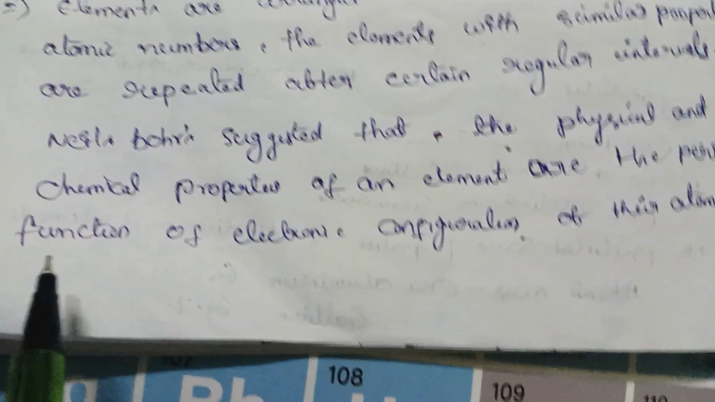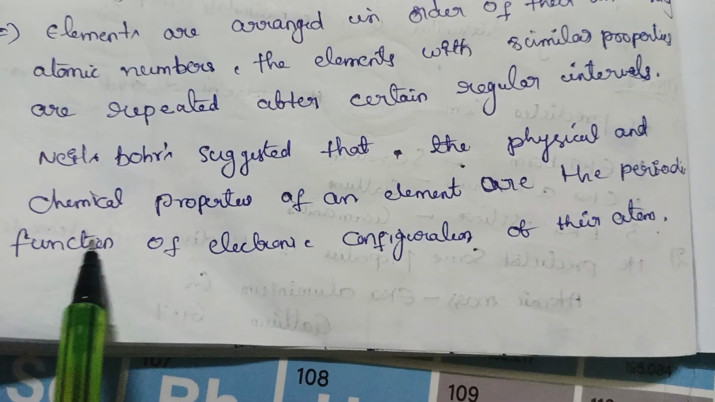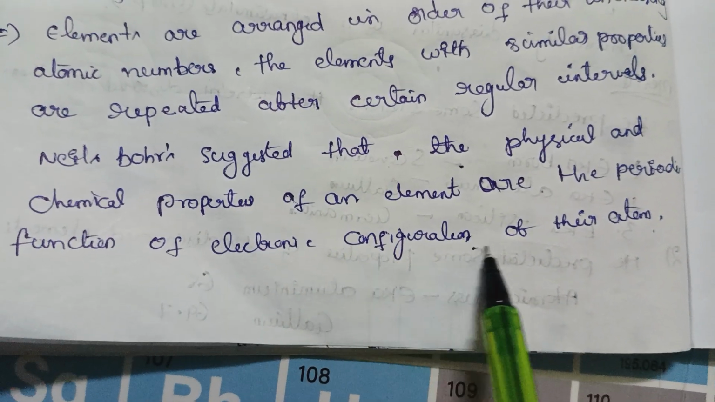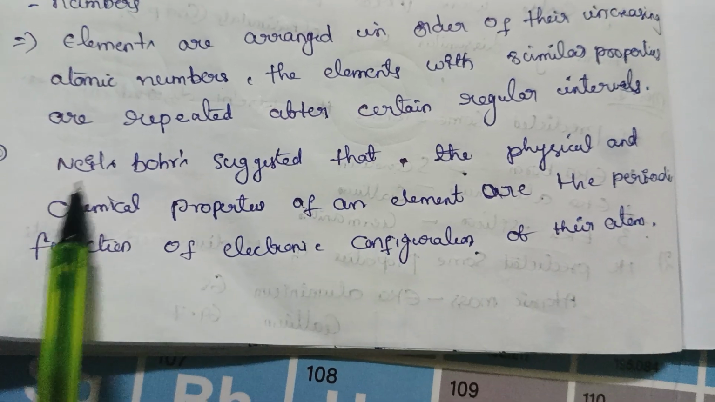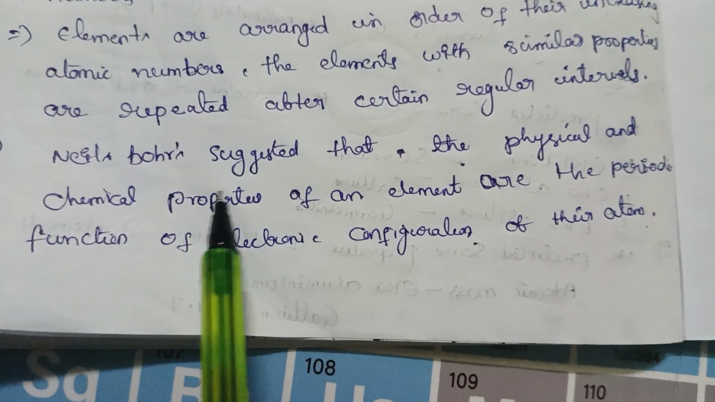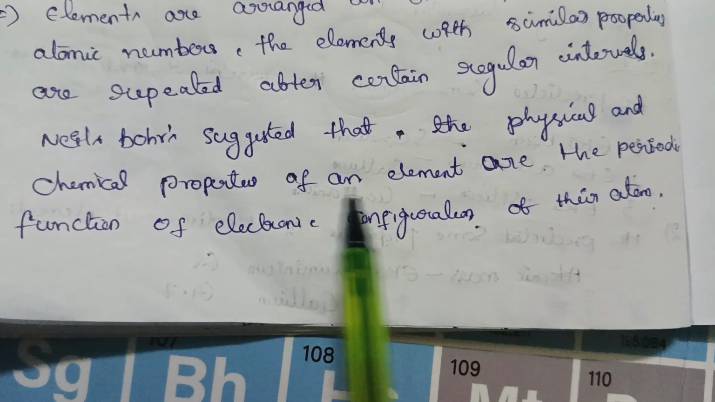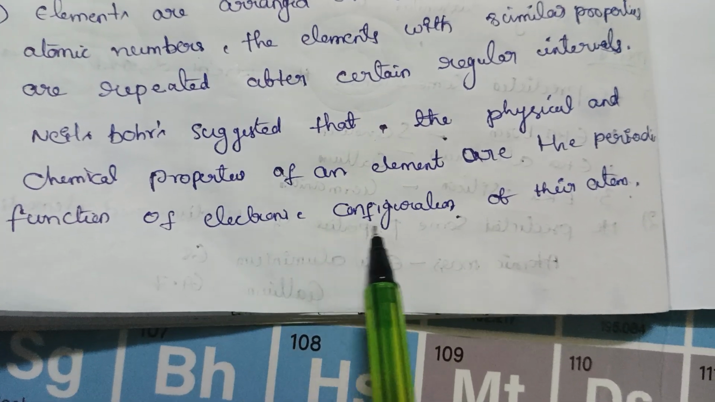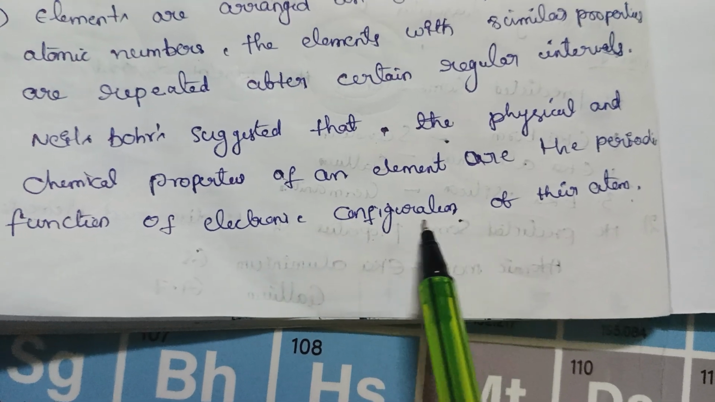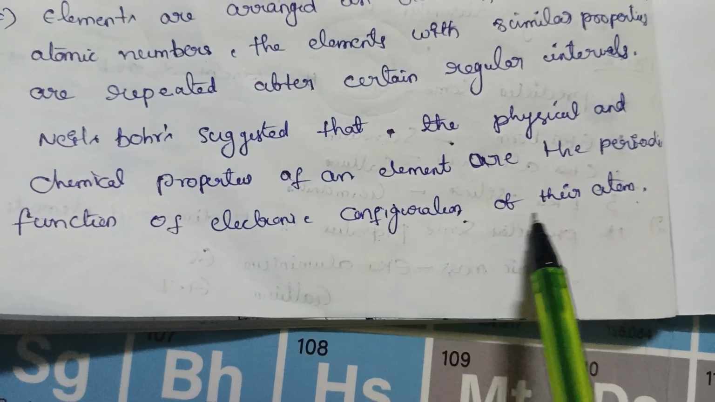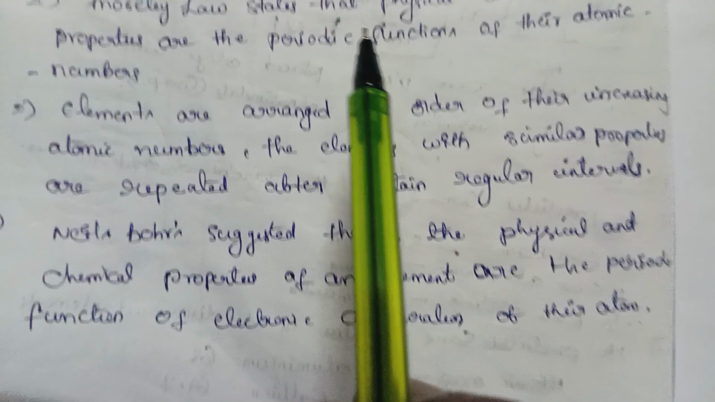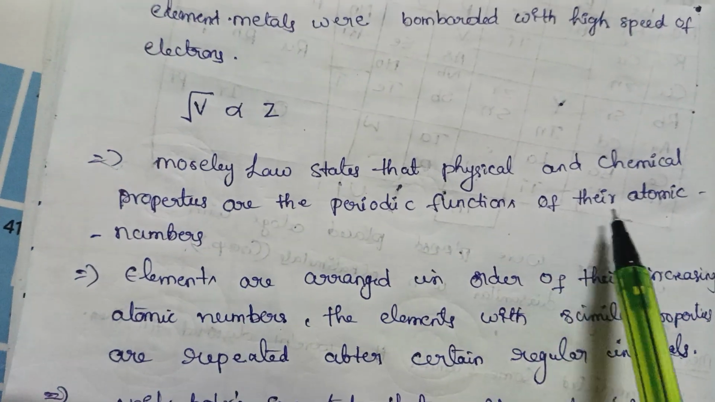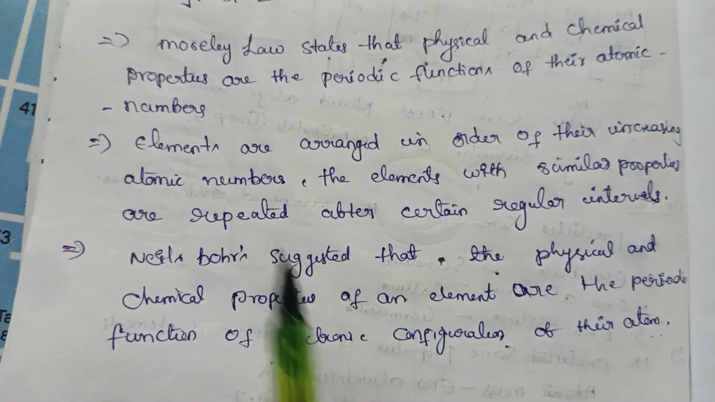But here Niels Bohr suggested that the physical and chemical properties of an element are a periodic function of the electronic configuration of their atoms. What Niels Bohr is saying is that physical and chemical properties can change only by electron filling of orbitals, or electron filling of the atom, not by protons. That is what Niels Bohr said.